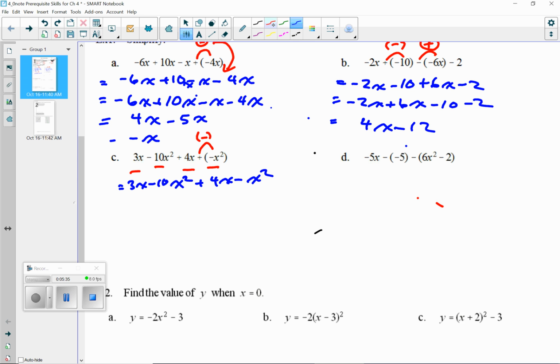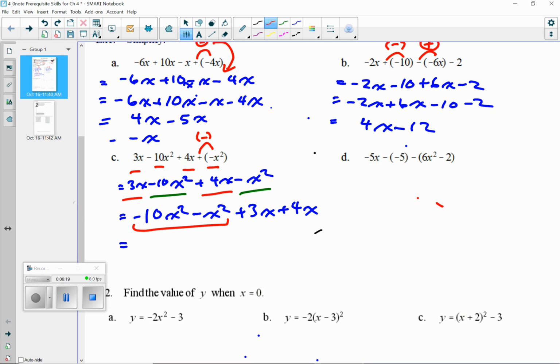Now we're going to look at the x squared terms as different from the regular x terms, and we're going to group those together. We're always going to put our largest power first. So our largest power first is going to be negative 10x squared, and then we have minus x squared, and then we're going to have 3x plus 4x. Now, collecting these terms here, you're going to get minus 11x squared. Pulling these two terms here together, we're going to get plus 7x. And you'll notice we always start with the higher power first.